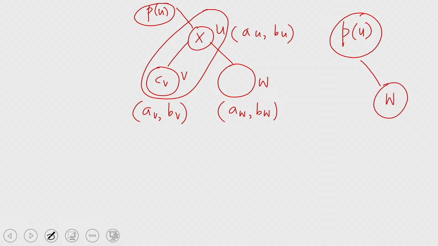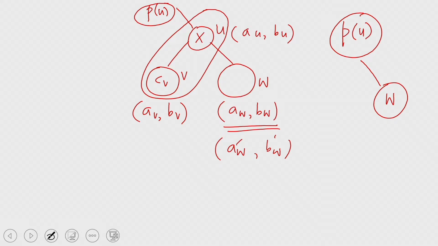So, when we perform a rake operation on V, we will be removing both V and its parent from the tree. We will have W made a child of P of U. Then we propose to change the label of W so that the value that is sent up by node U to its parent still remains the same. So, let us see if we can find new constants AW prime, BW prime, that ensure that the same value will be sent up to the node P of U.